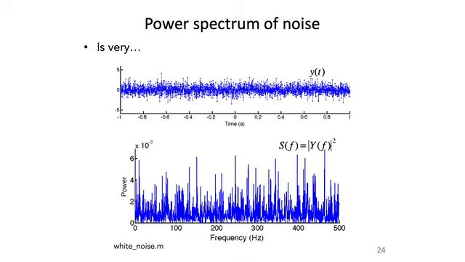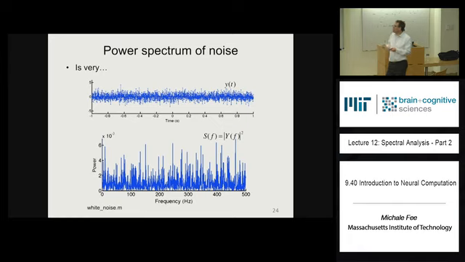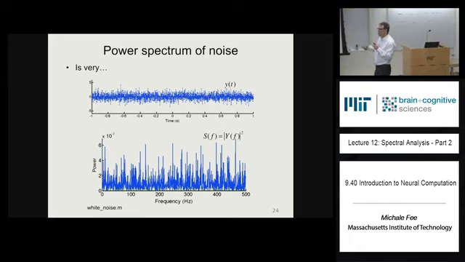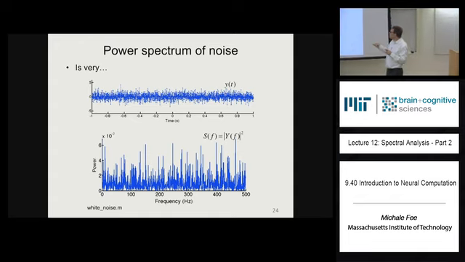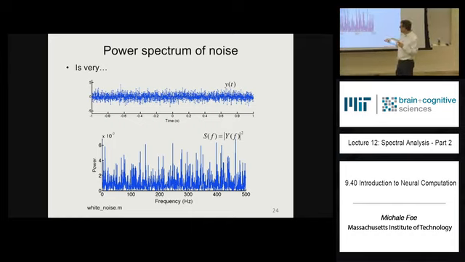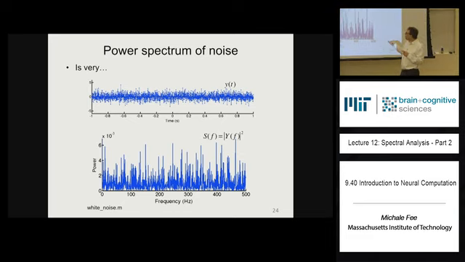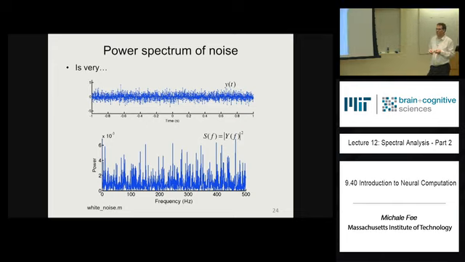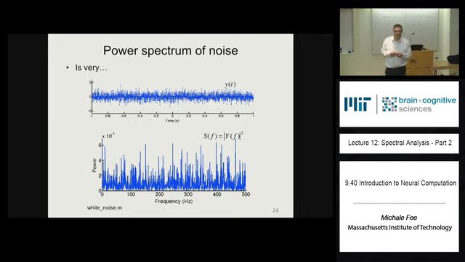All right, the power spectrum of noise is very noisy. Okay, we're going to come back and I'm going to show you that on average, if you take many different signals, many copies of this, and calculate the power spectrum and average them all together, it's going to be flat. But for any given piece of noisy signal, the power spectrum is very noisy. Okay? Any questions about that?